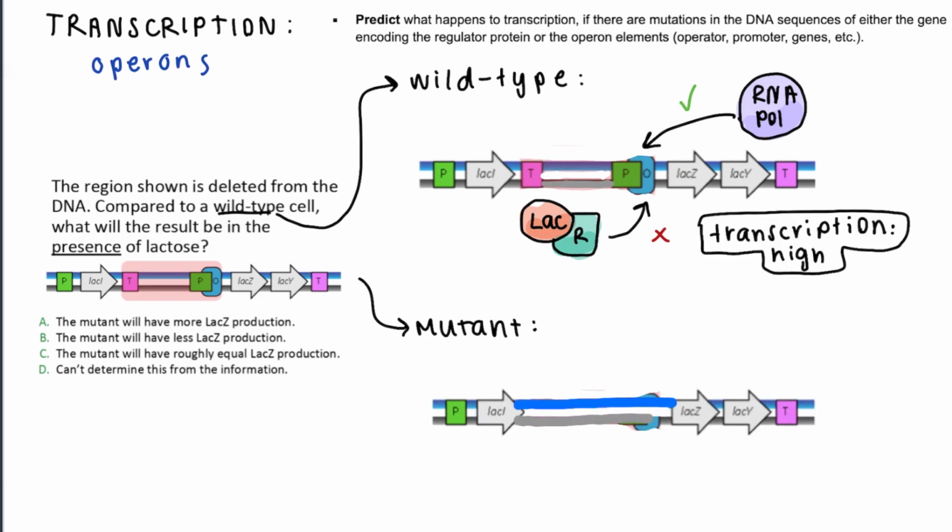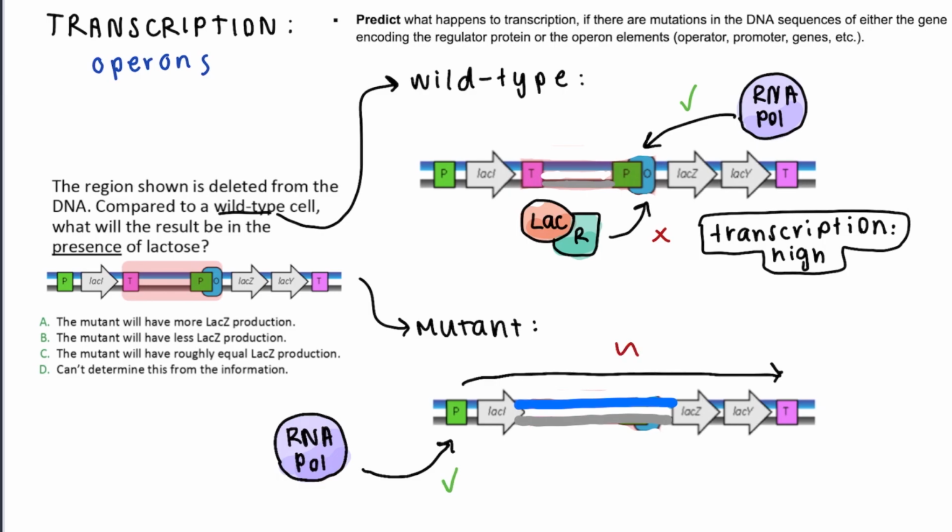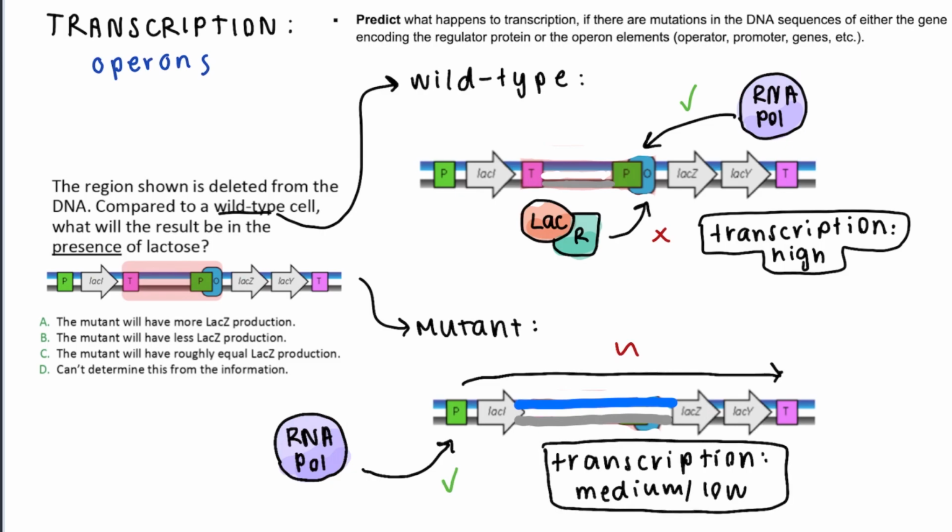In the mutant, there is 1 promoter and 1 terminator for all of these genes, when originally each one had their own. This means that when RNA polymerase binds to the LAC-I promoter, which it can do because now it's just a regular gene since it has no operator, it will go all the way to the terminator of the operon. The way I like to think about this is that since it wasn't meant to go that far along, it kind of does a mediocre job, so transcription is kind of medium or low. Therefore, the mutant will have less LAC-Z production than the wild type.